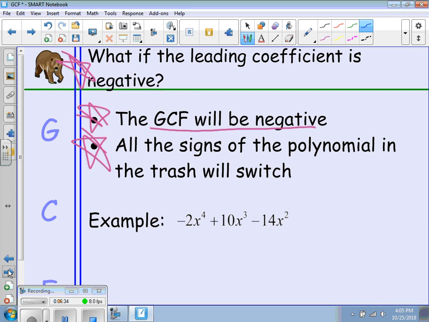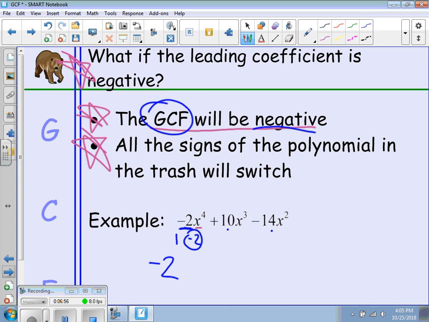So notice your leading coefficient of -2, it's negative. So what does that mean? Our GCF is going to be negative. So with -2, the only factors are 1 and -2. This is going to be the biggest number that you're going to take out of all of these because all three of these numbers are even. So we're going to take out a -2.